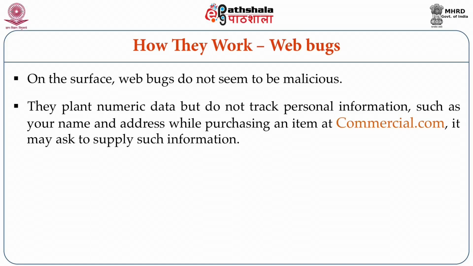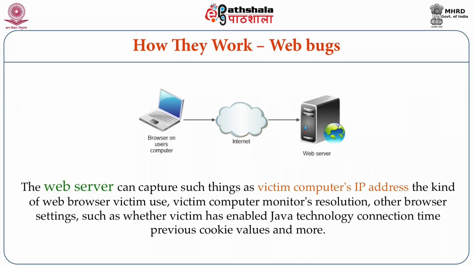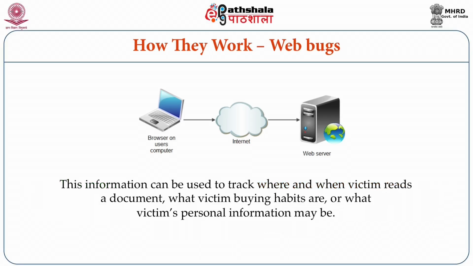What they plant is numeric data, but they do not track personal information such as your name or address. While you are purchasing an item at commercial.com, it may ask you to supply such information. The web server can capture such things as the victim computer's IP address, the kind of browser the victim uses, the victim computer monitor's resolution, other web browser settings such as whether the victim has enabled Java technology, connection time, previous cookies, cookie values, and other information. How is this information useful?